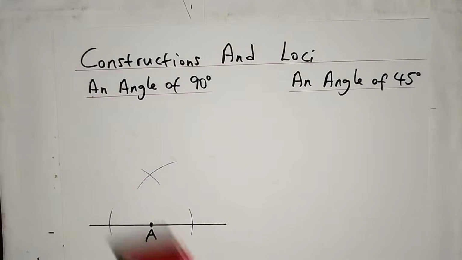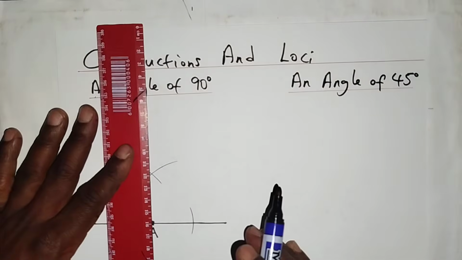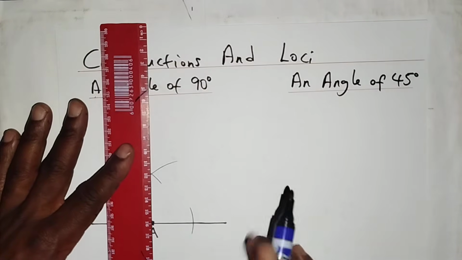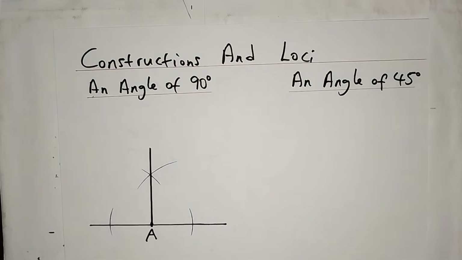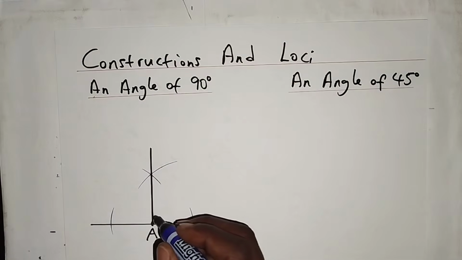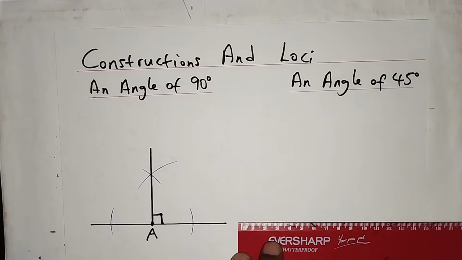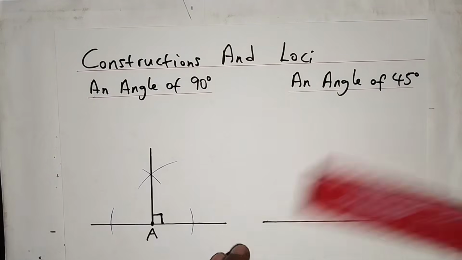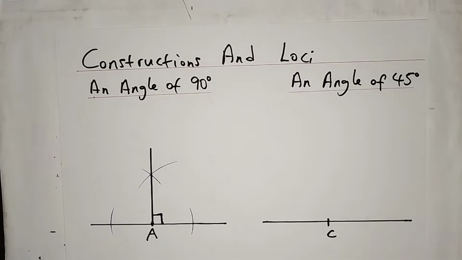Now from A right through the point of intersection of the arcs up there, I'll draw a straight line like this. So now I've constructed an angle of 90 degrees. Now I want to construct an angle of 45 degrees. So first of all, I'll have to construct an angle of 90 degrees, say at C.